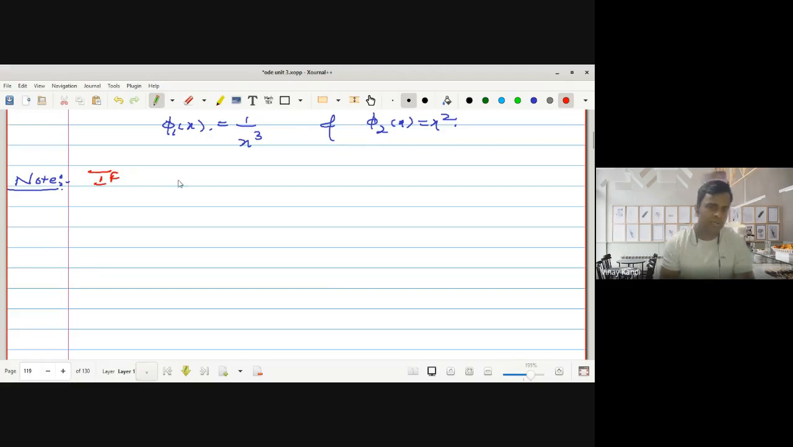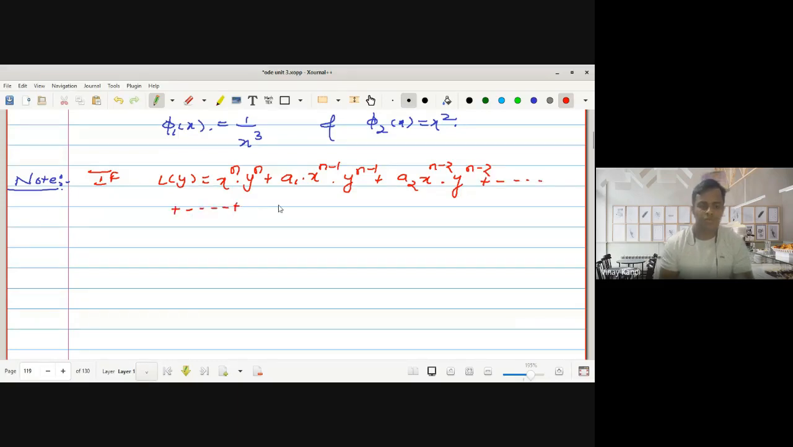If, look at here, if L of y is equal to x raised to n into y raised to n plus a1 x raised to n minus 1 into y raised to n minus 1 plus a2 x raised to n minus 2 into y raised to n minus 2 up to so on, plus an minus 1 into x raised to 1, okay, so y dash first derivative, plus an into y, x raised to 0, y raised to 0 म्हणजे y चा 0 derivative म्हणजे y येईल. Okay, is equal to 0.